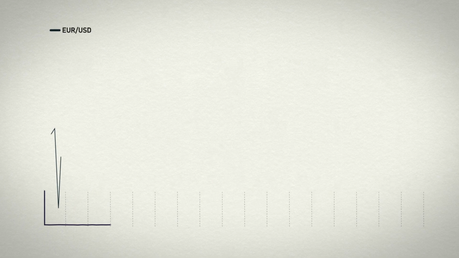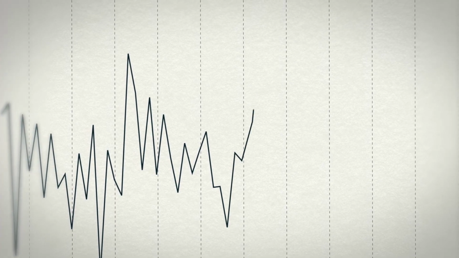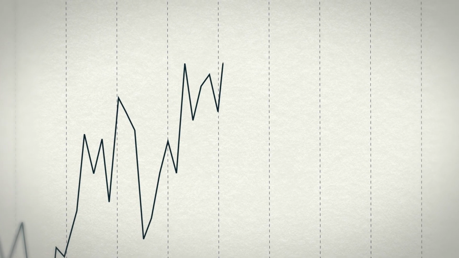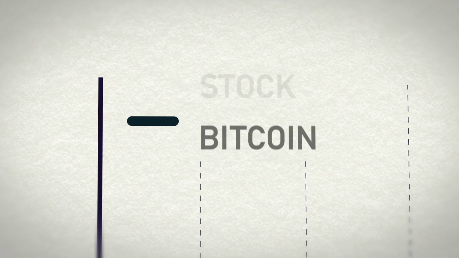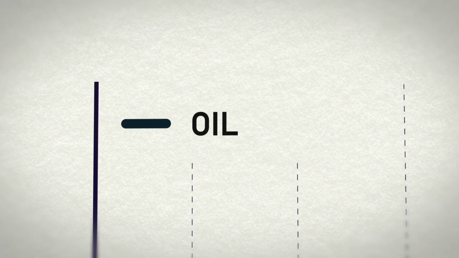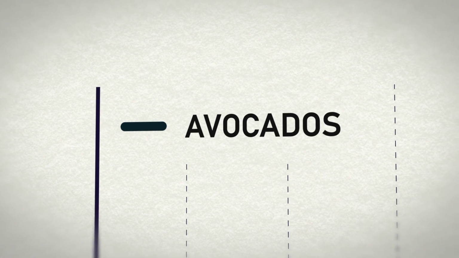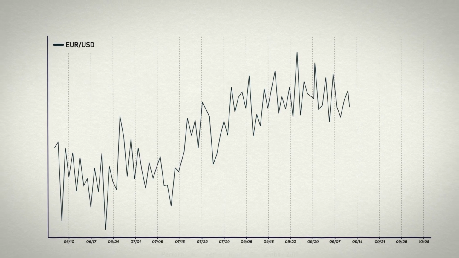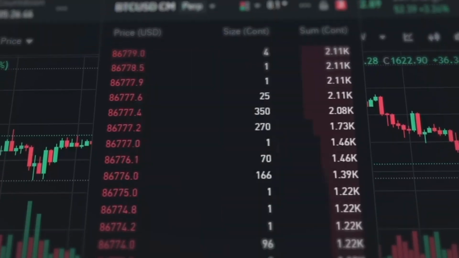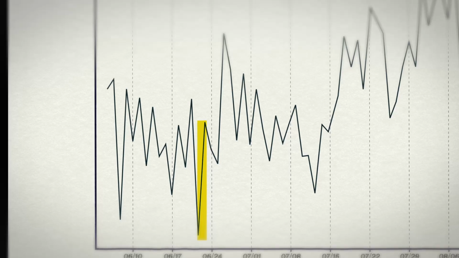Alright, look at this chart. It's just going up, down, and honestly, it looks kinda crazy, right? The thing is, every price chart in the world, whether it's a stock, Bitcoin, oil, even avocados if they were tradable, looks like this. Always moving, always changing.